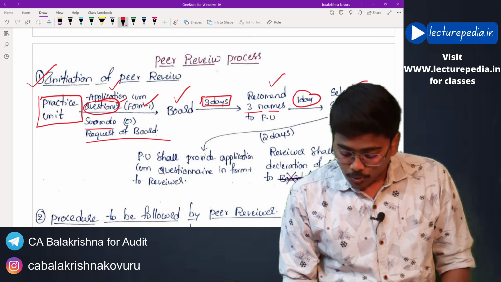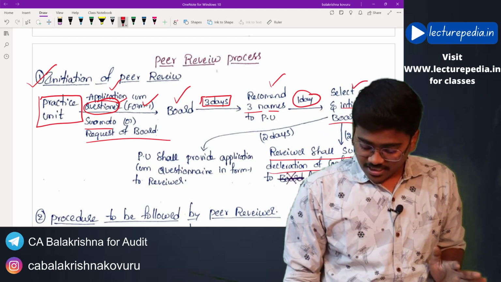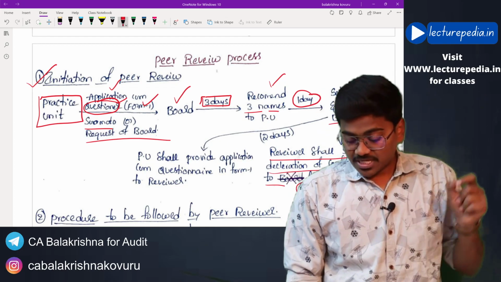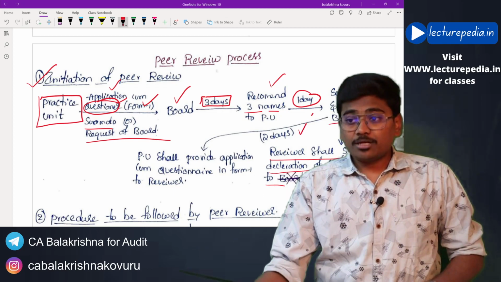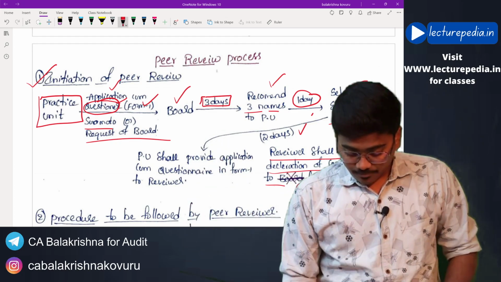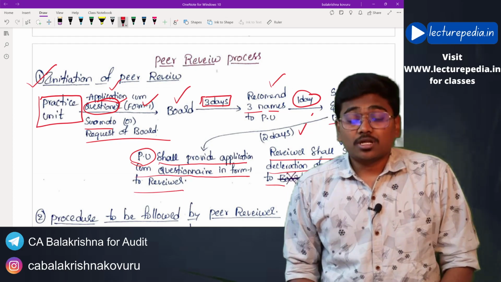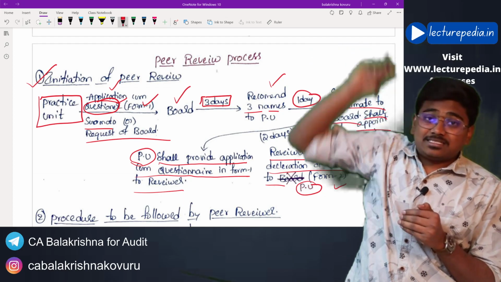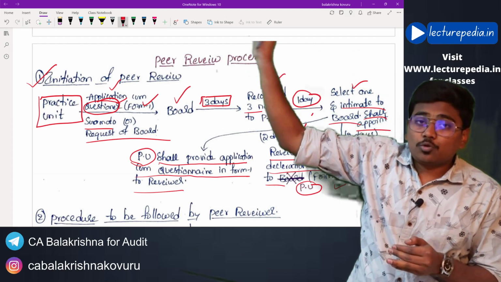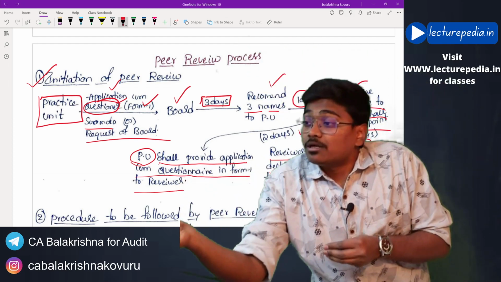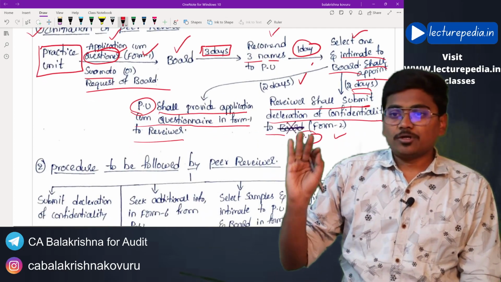Now within 2 days of such appointment, the peer reviewer shall submit declaration of confidentiality to whom? To the practicing unit in form number 2. And also within 2 days of appointment of the peer reviewer, the practicing unit shall provide the application cum questionnaire in form 1 to the reviewer. The practicing unit at the starting stage made the application and questionnaire to the peer review board. That same application and questionnaire should now be given to the peer reviewer also for his reference. Okay, that is initiation of peer review.